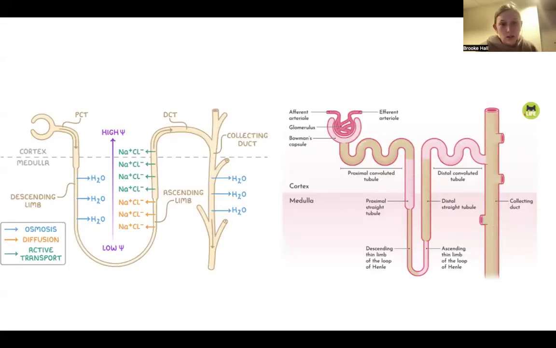This is an image you should recognize, I believe, from either the textbook or his PowerPoints. This one I found on the internet because I thought it was a little more helpful in understanding where the salts go versus where water goes, while the image on the right does a better job of explaining the different structures and where they are in relation to each other.